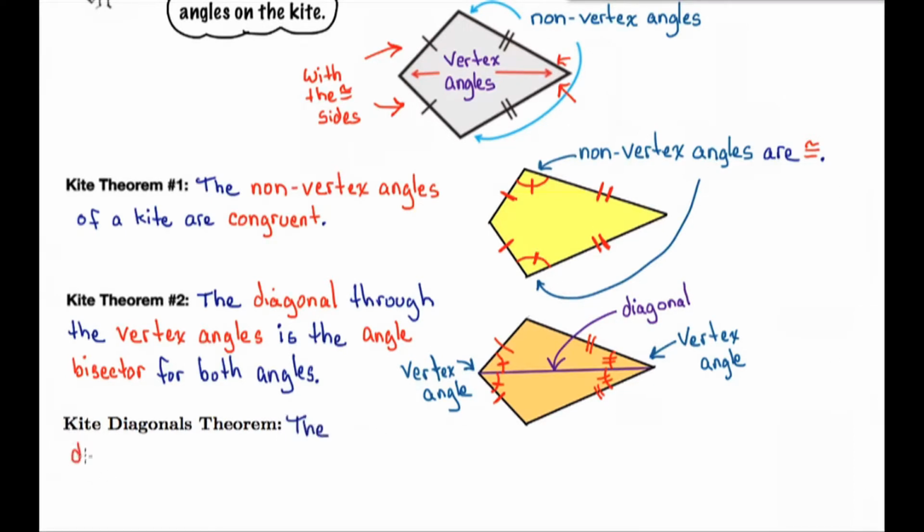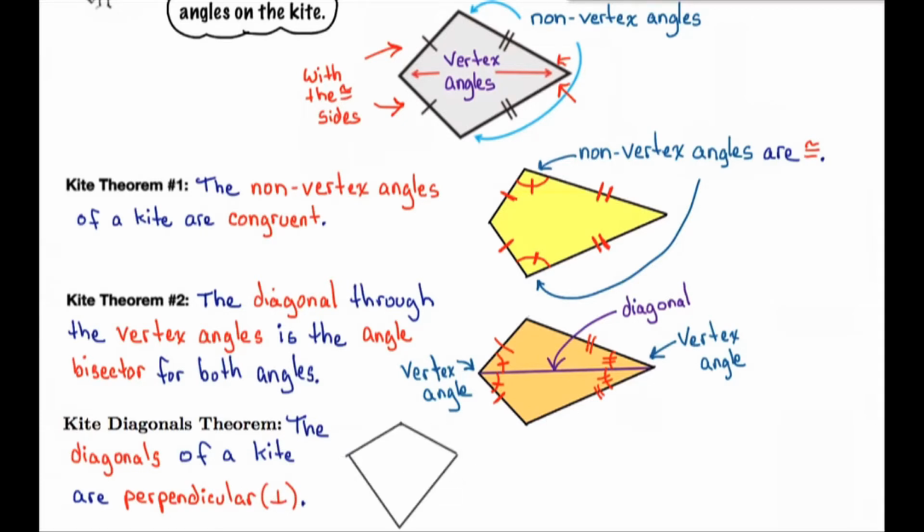Kite diagonals theorem. The diagonals of a kite are perpendicular. So let's make another kite. I draw the diagonals. They intersect at a 90-degree angle.